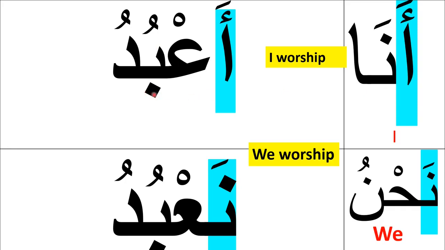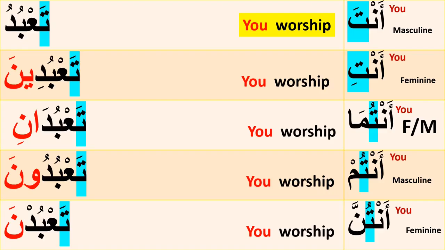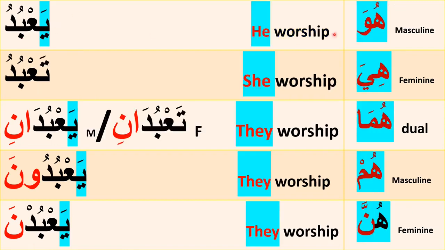أنا أعبد. نحن نعبد. أنت تعبد. أنت تعبدين. أنتما تعبدان. أنتم تعبدون. أنتن تعبدن. هو يعبد. هي تعبد. And for the masculine, هما يعبدان. For the feminine, هما تعبدان. هم يعبدون. هن يعبدن.